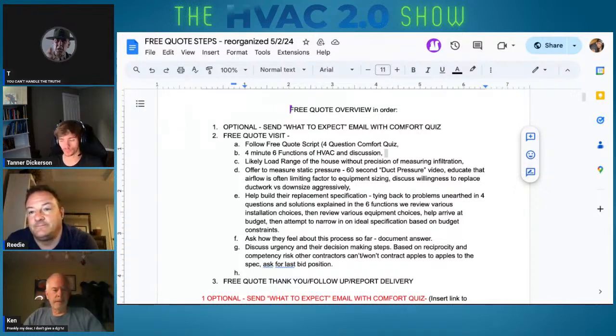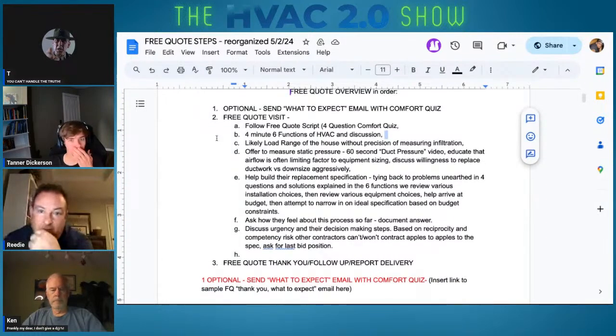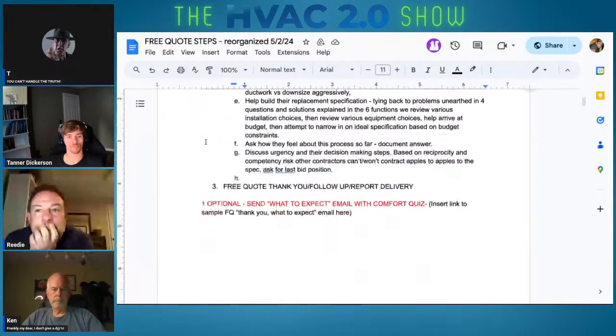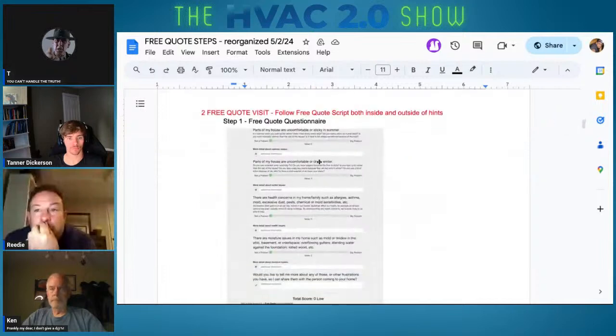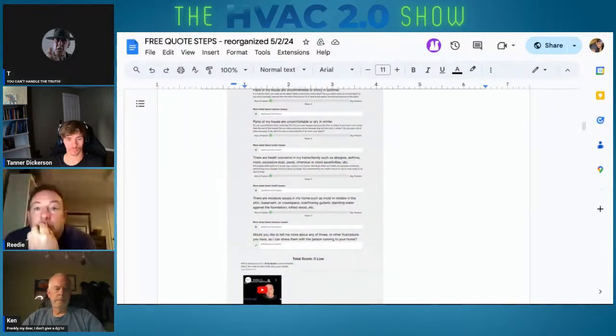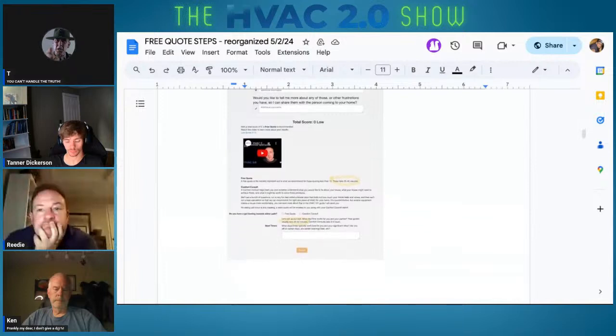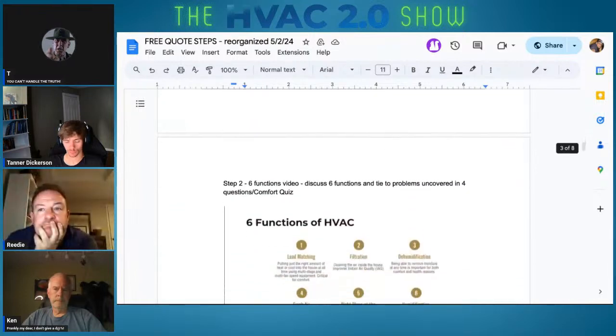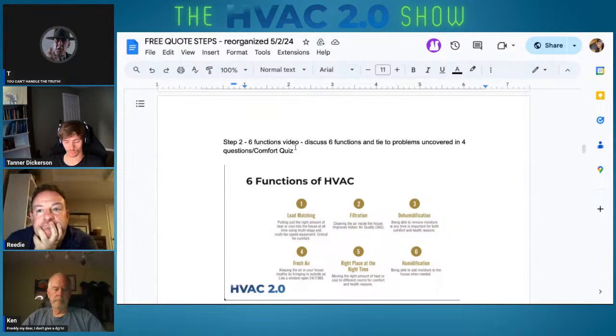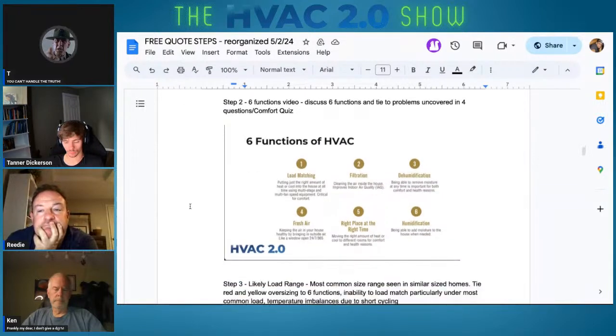Right. And now with the free quote process, there's not only documentation through the visit, but our hope is that the report will review all of the things in the visit. So right now we have the questionnaire, and the answers need to go to the report. And then step 2 is the 6 functions video, and the report needs to review the 6 functions.